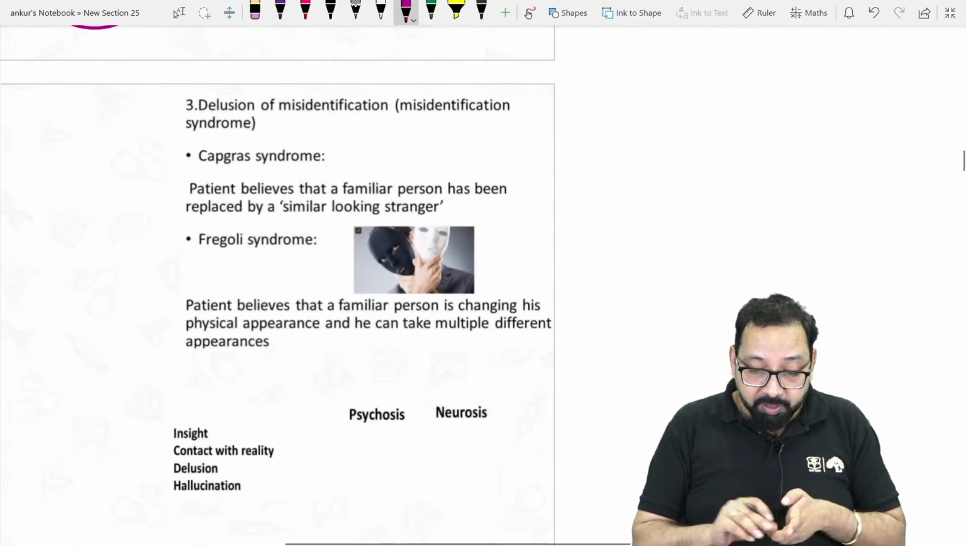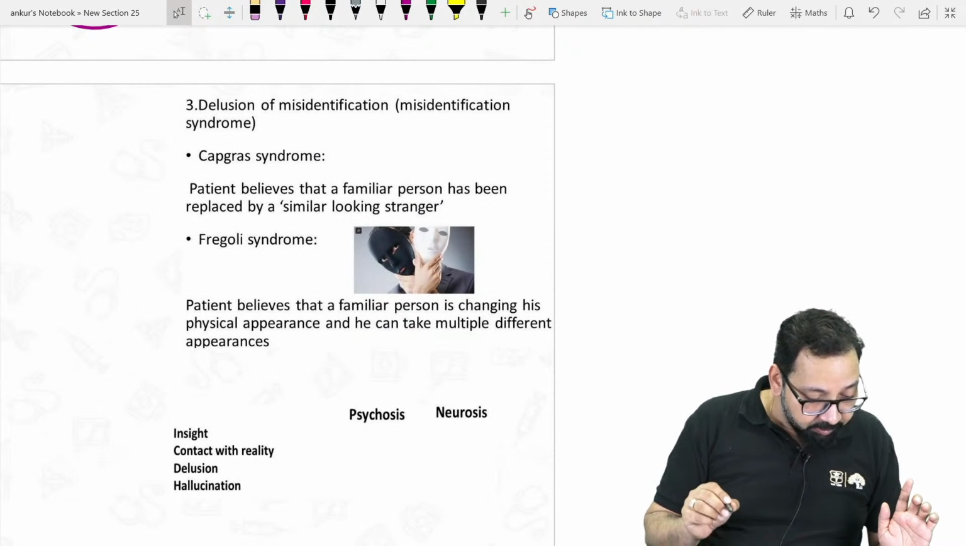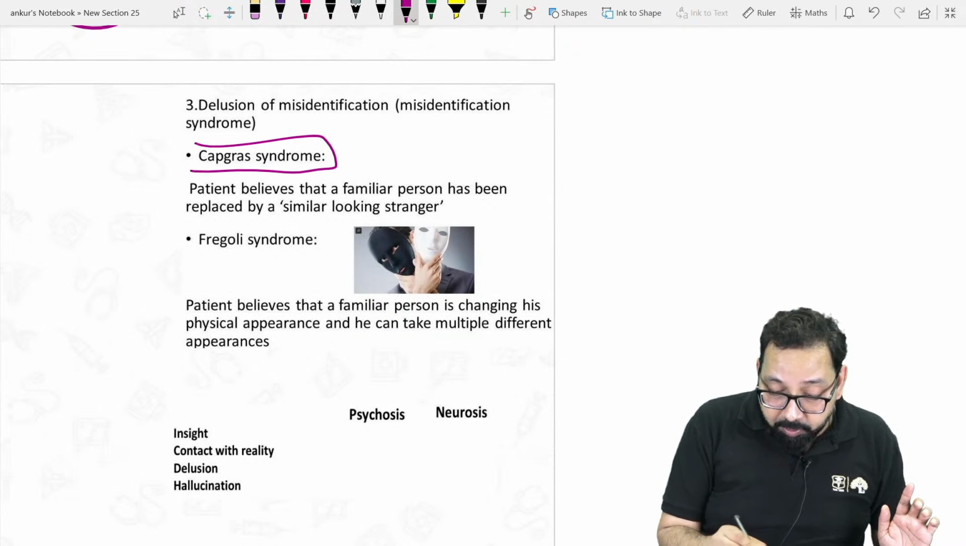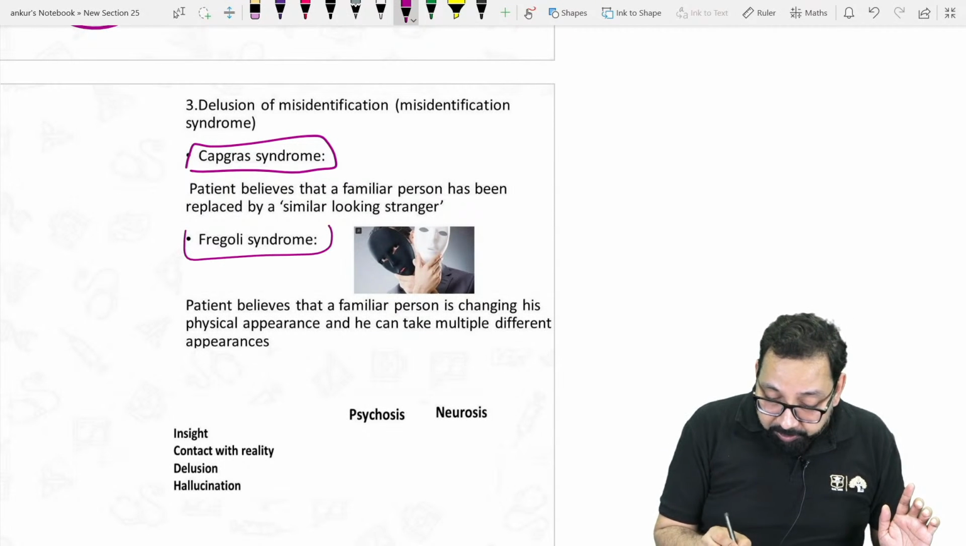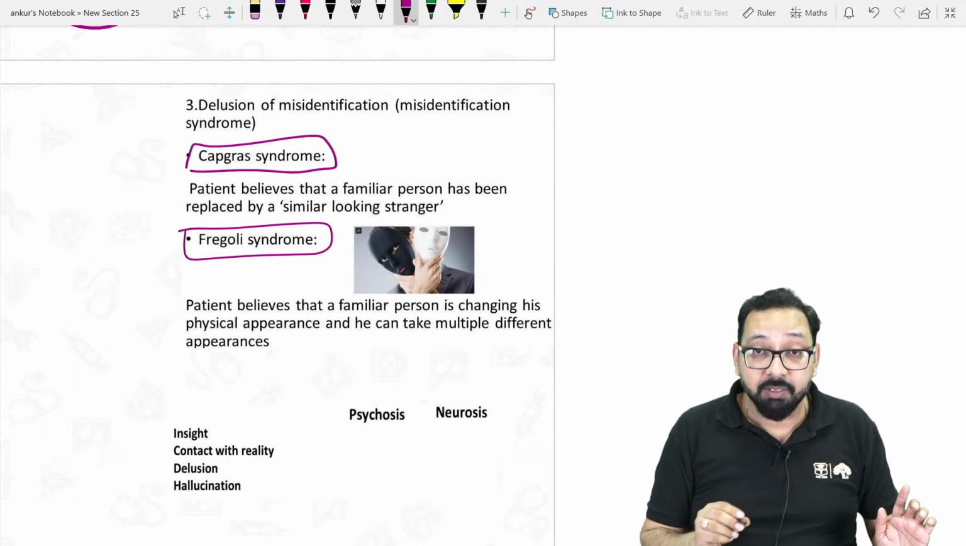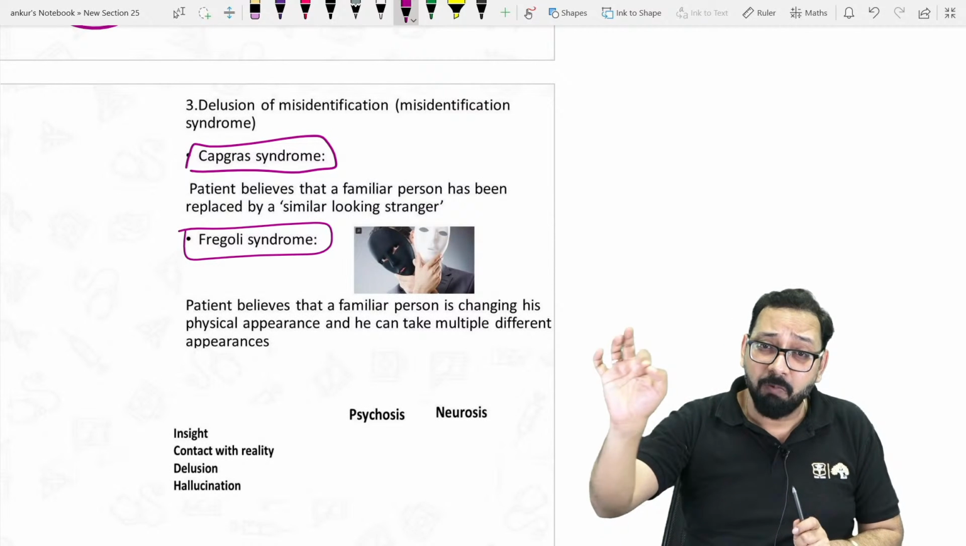These two questions were asked in FMGE back to back in the same paper: Capgras syndrome and Fregoli syndrome. What is Capgras? Suppose there is a lady in the ward.